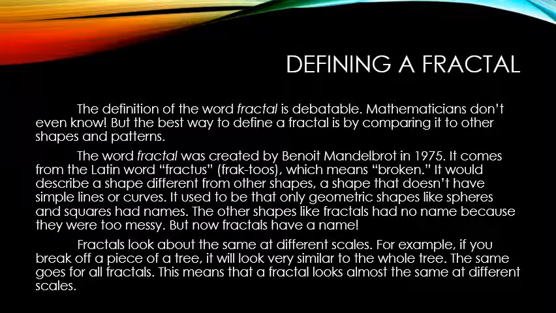Finding a fractal. The definition of the word fractal is debatable. Mathematicians don't even know. But the best way to define a fractal is by comparing it to other shapes and patterns. The word fractal was created by Benoit Mandelbrot in 1975. It comes from the Latin word fractus, which means broken. It would describe a shape different from other shapes, a shape that doesn't have simple lines or curves. It used to be that only geometric shapes like spheres and squares had names. The other shapes like fractals had no name because they were too messy, but now fractals have a name.